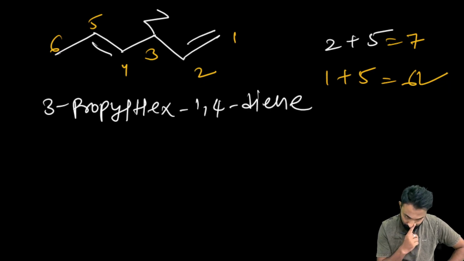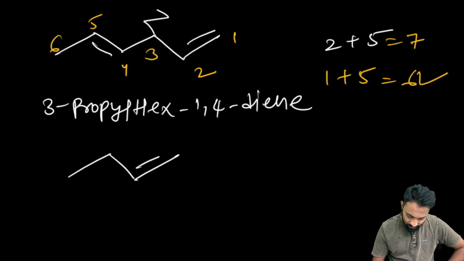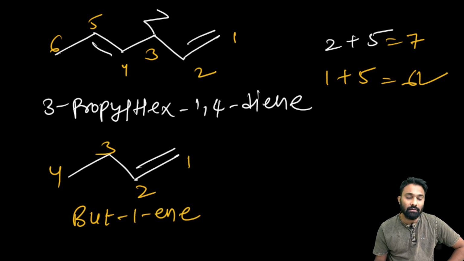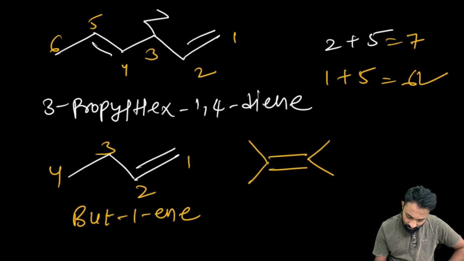Clear? Next, suppose they have given this simple compound. Now the double bond should get the least number, right? So the name of this compound will be but-1-ene. Clear?